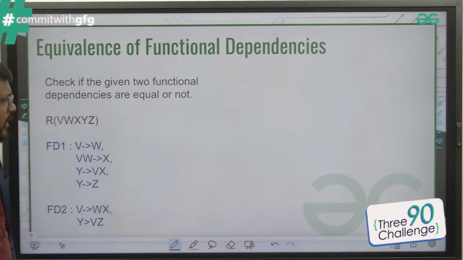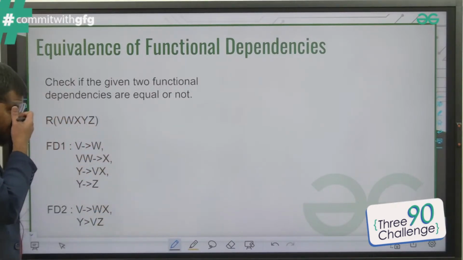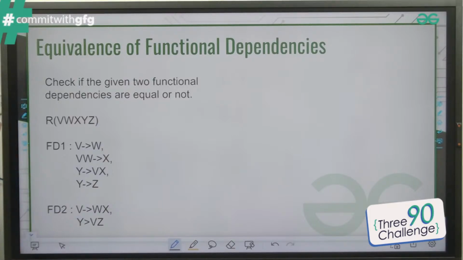Okay, great. Now, there are some questions based on functional dependencies and normalization which I want to discuss, but I do not want to jump directly. So I'll go through a little bit of theory, but they are in the form of numericals only. So we will go quickly. We want to check if these two sets of functional dependencies are equivalent or not based on this relation. So how can we do that?